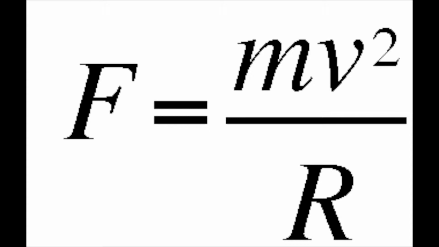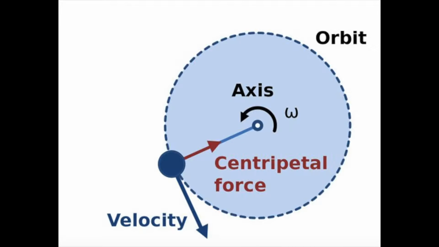The equation for centripetal force is force equals mass times velocity squared divided by radius. Centripetal force is a force that acts on a body moving in a circular path and is directed toward the center around which the body is moving.